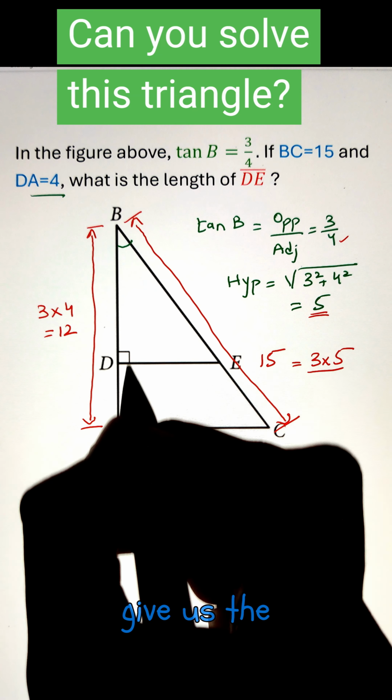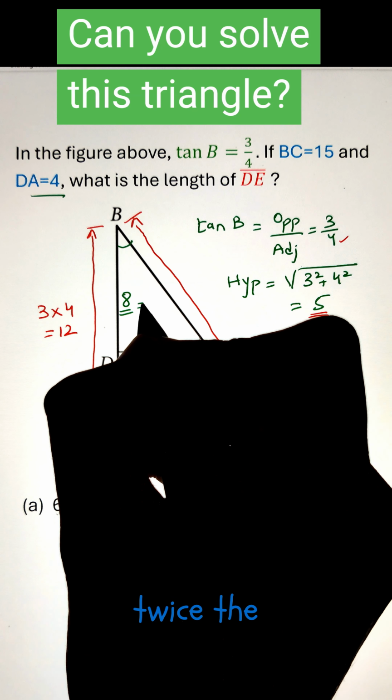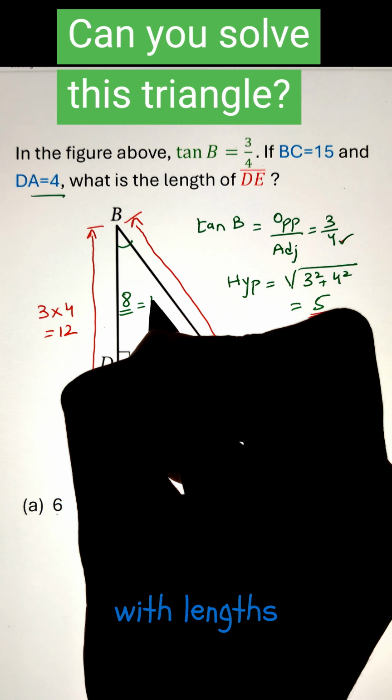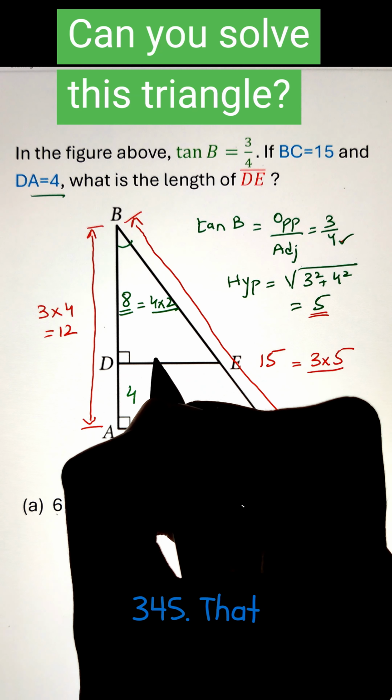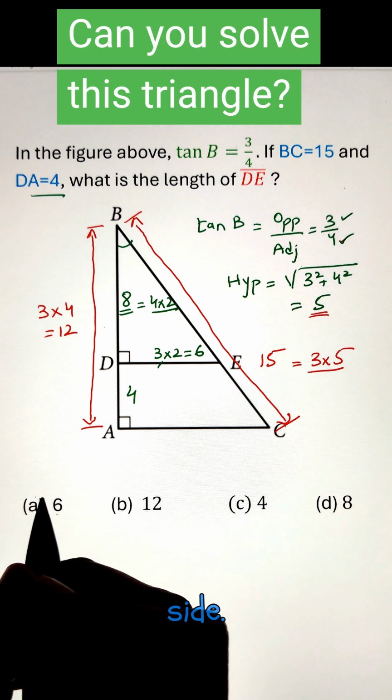Subtracting this from 12 gives us the length of the adjacent side of triangle BDE. This length is twice the length of the adjacent side of the triangle with lengths 3, 4, 5. That means that the side DE will also be twice the length of the opposite side.